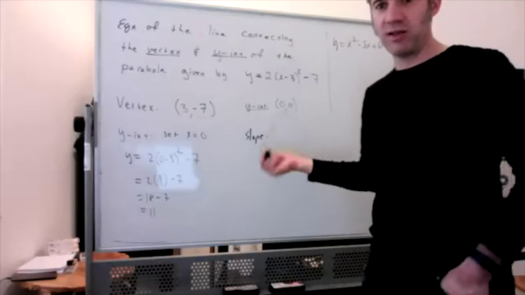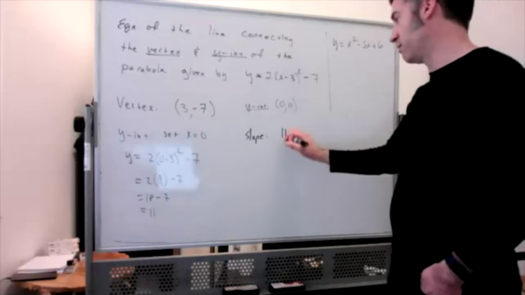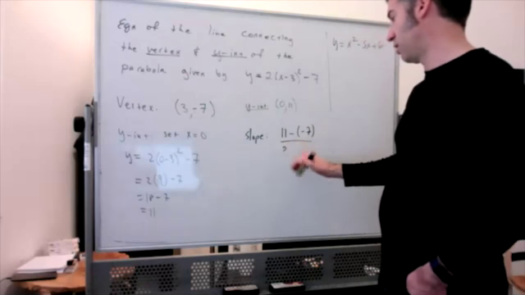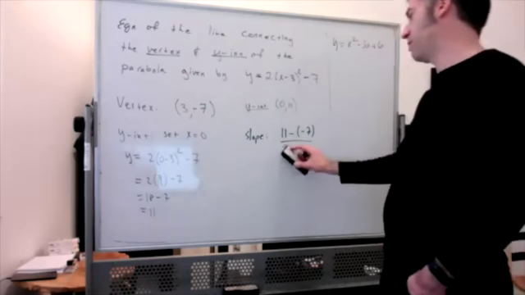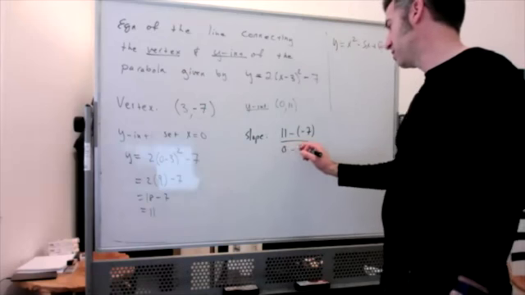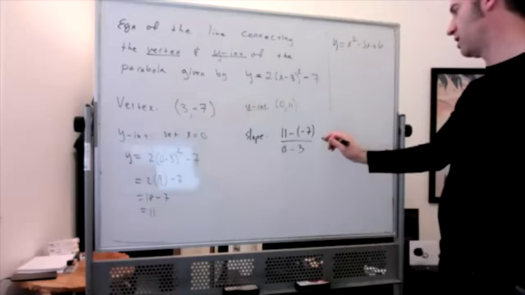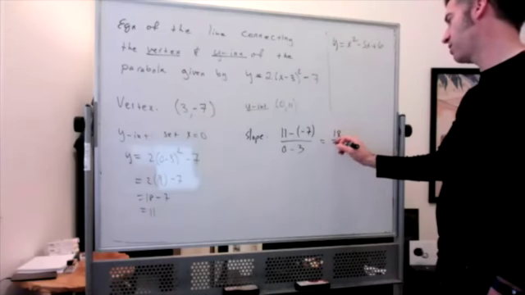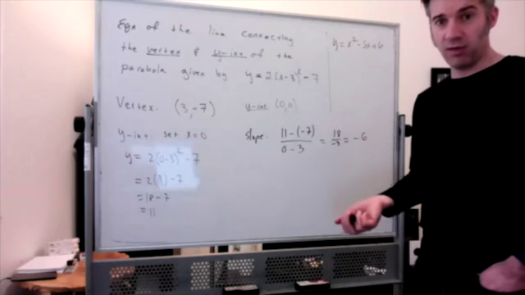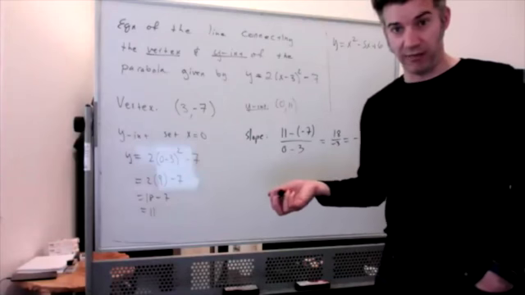I usually like to try and subtract in the direction where more things are positive. So I would probably do 11 minus negative 7 over 3. Maybe I made the wrong choice. Sometimes one of them has to be negative, not always, but sometimes. Over 0 minus 3, right? That minus that over that minus that. And I'm getting 18 over negative 3, which is negative 6. So there's my slope.